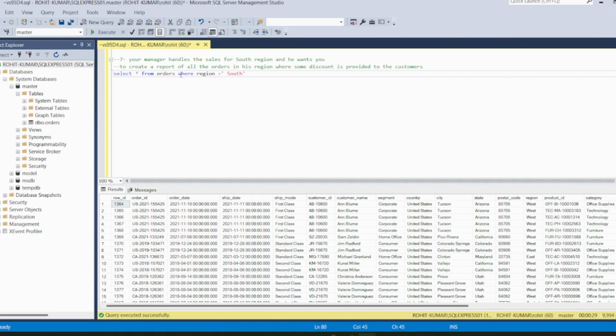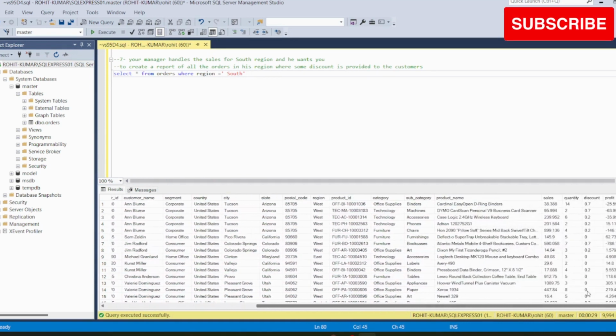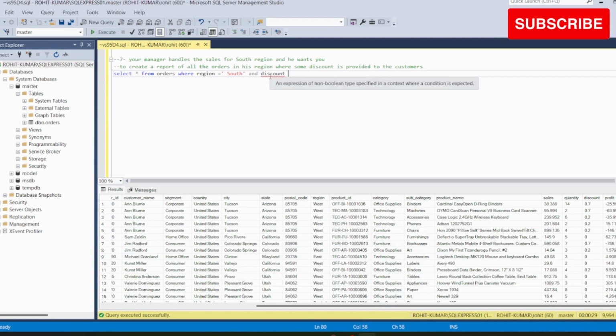And what is the other condition? Where some discount is provided to the customer. So let's see, is there any discount column? Yeah, there is a discount column. So we will write our second condition, that is discount, where some discount is provided. If the discount is 0, that means there is no discount given to the customer. If the discount is 0.1, 0.2, 0.7, that means some discount is provided. That means the discount should be greater than 0 only. So we will write greater than 0.